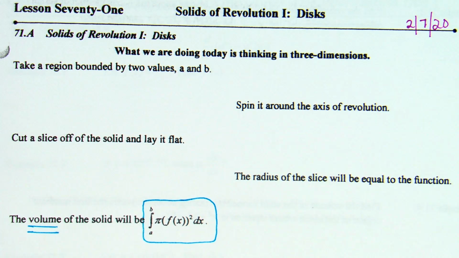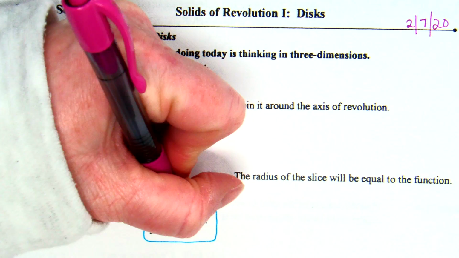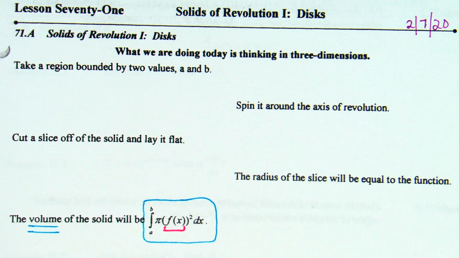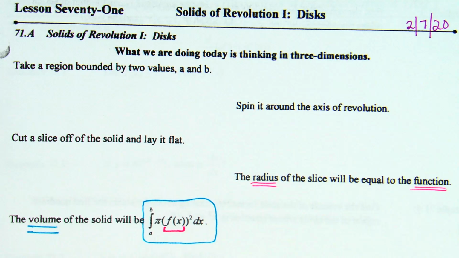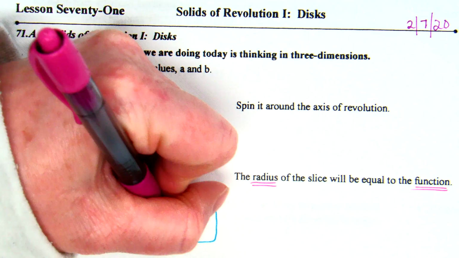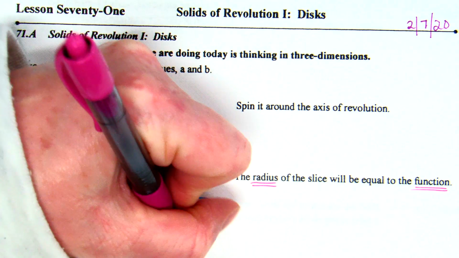So first of all, notice f of x. That f of x will be squared. And they point out over here that the radius will be equal to the function. So whatever our function in question is will be equivalent to the radius.